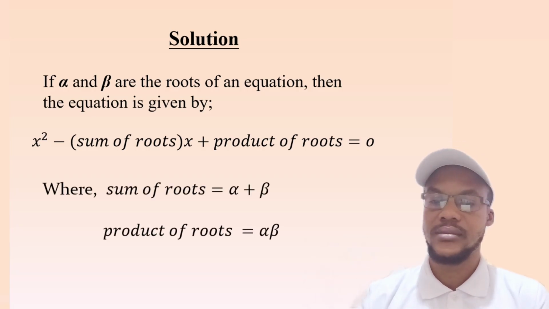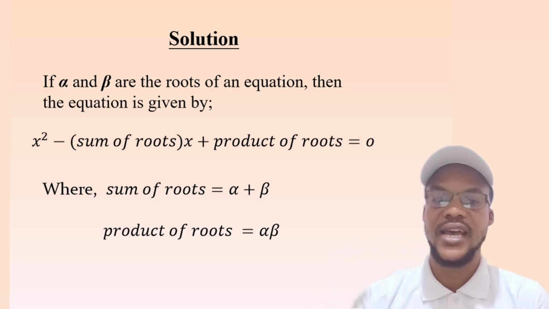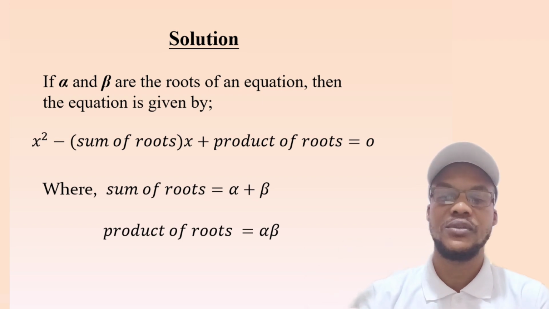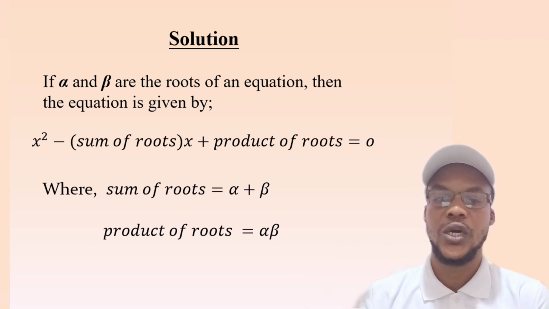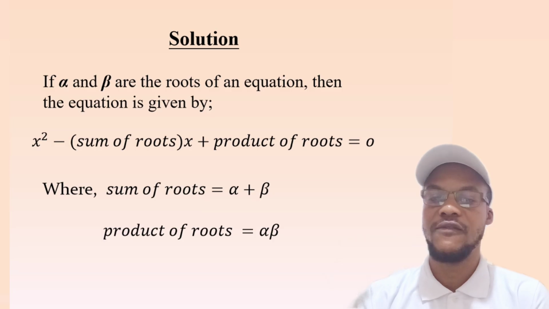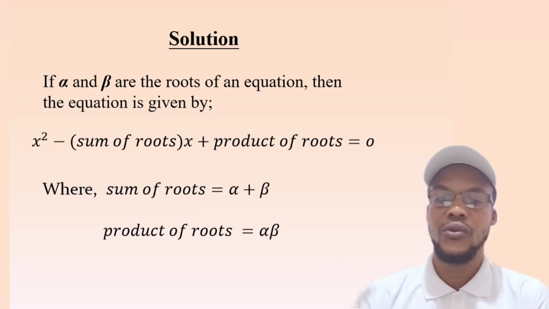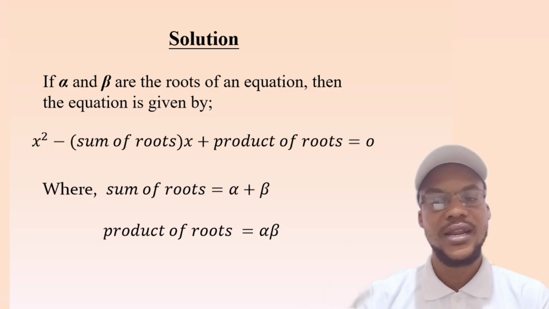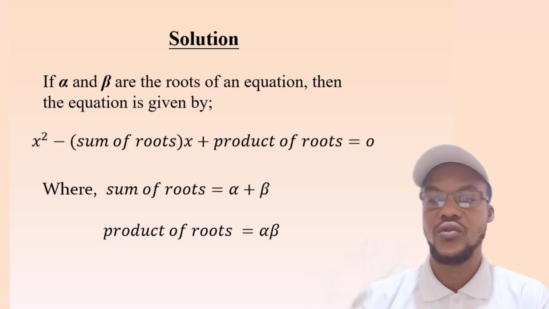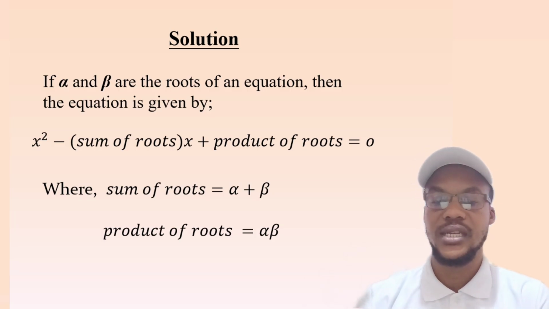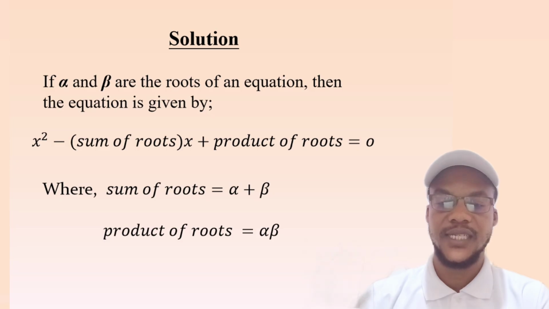And what about the product of roots? It's just a matter of multiplying the two roots given, that is alpha and beta. Once you do that, you substitute the values you get for the sum of roots and product of roots into the quadratic equation. Then you are good to go. You get your equation and then you move on.